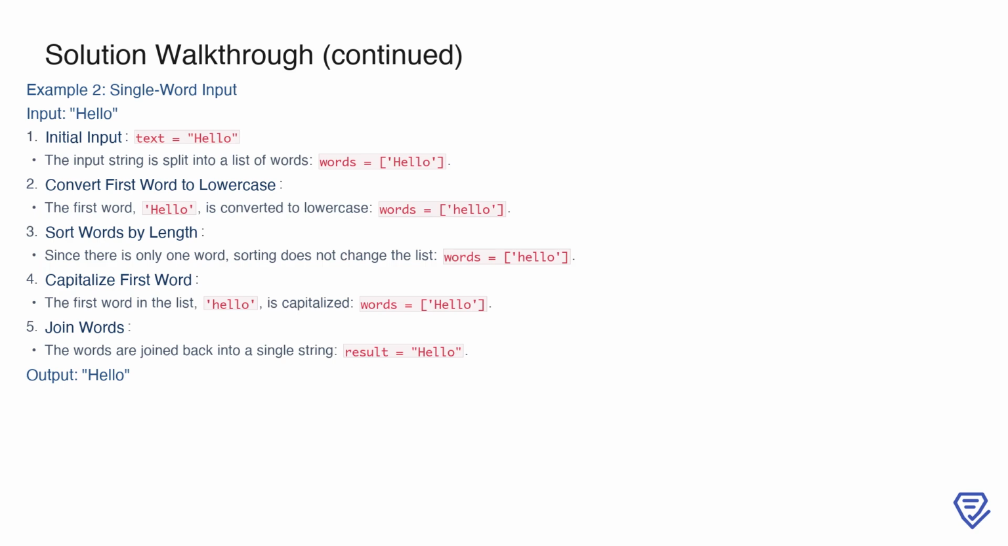After this, we capitalize the first word, so hello becomes Hello, and the list becomes Hello. Finally, we join the words back together, which results in the output Hello. This example highlights how the solution handles inputs with just one word while preserving the expected transformations.